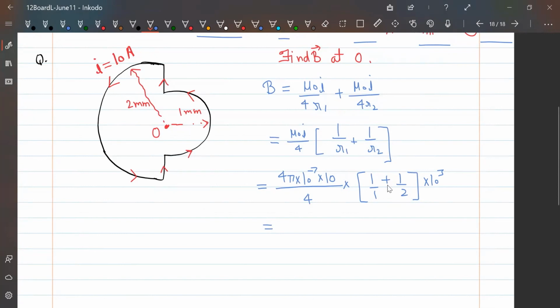Three by 2, 1.5, 15 pi into 10 raised to minus 4. So 1.5 pi millitesla. Verify if this is correct and you're getting the same answer. If not, then correct your calculation and see if this answer is coming.